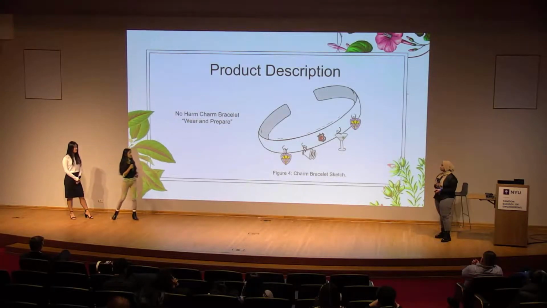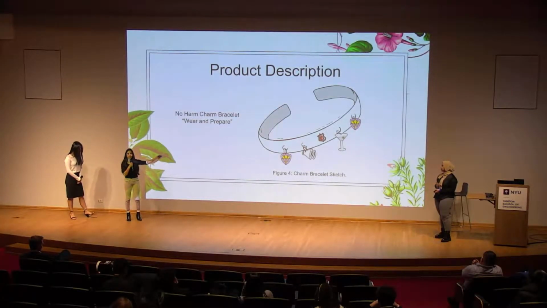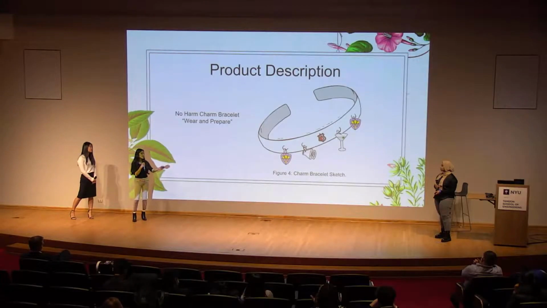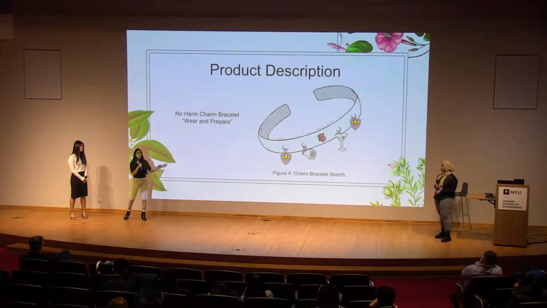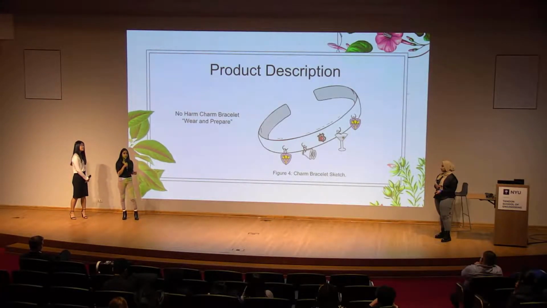So here's our initial design, and as you can see, the main charm is physically embedded into the bangle, so it comes with the bangle when you order it. These additional charms represent what we hope to implement in the future, and we want you to wear and prepare when you're using our product.